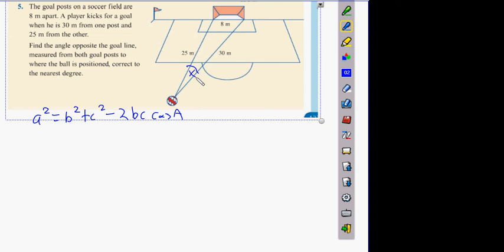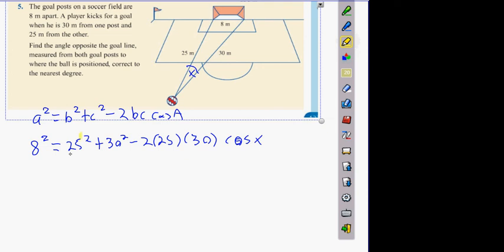Have you done this one already? Yeah, it's right. Okay, well, there you go. So what we're going to get is 8 squared equals 25 squared plus 30 squared minus 2 times 25 times 30 cos X. Now lads, we just have to put all these into the calculator.